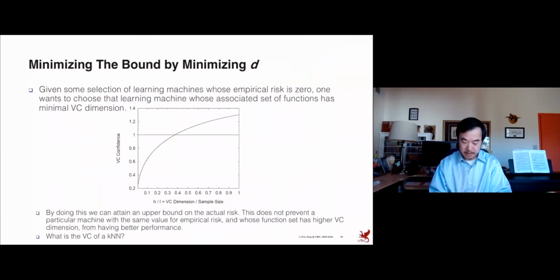Okay, so this curve actually shows you that kind of behavior. You can see that the VC confidence is actually increasing with the VC dimension divided by the sample size. Therefore, you want to have control over that.